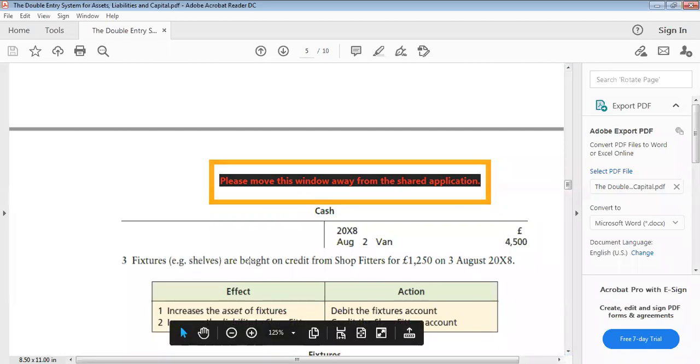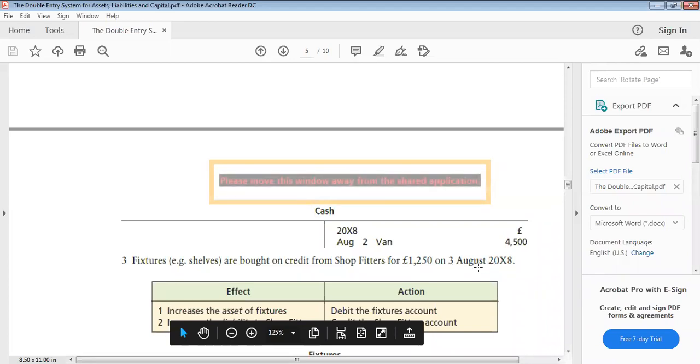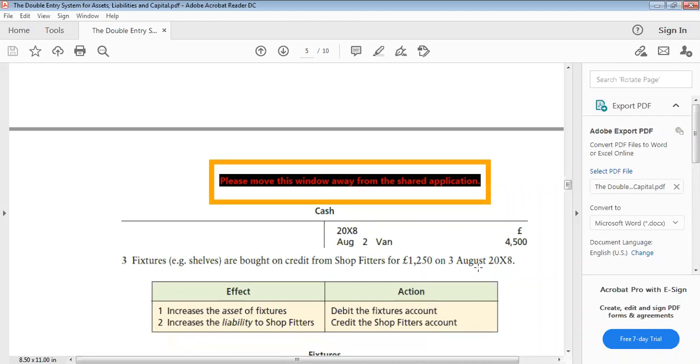Fixtures, for example shelves, are bought on credit from shop fitters for $1,250 on August 3, 2008. Now we are venturing into a different kettle of fish. In this case, you bought fixtures on credit, meaning you do not pay for them yet.